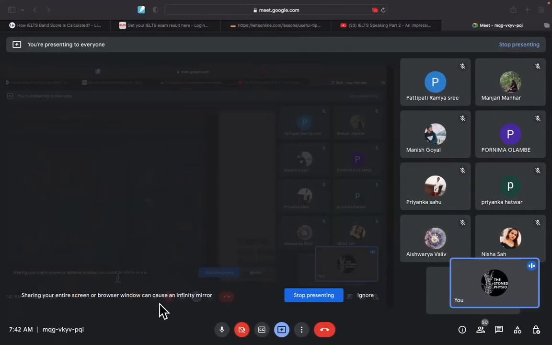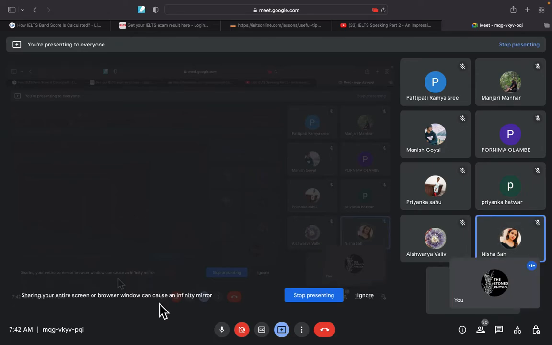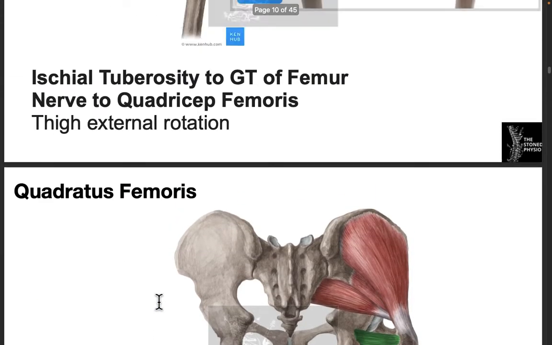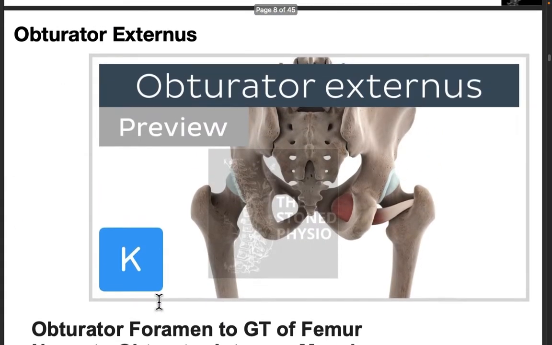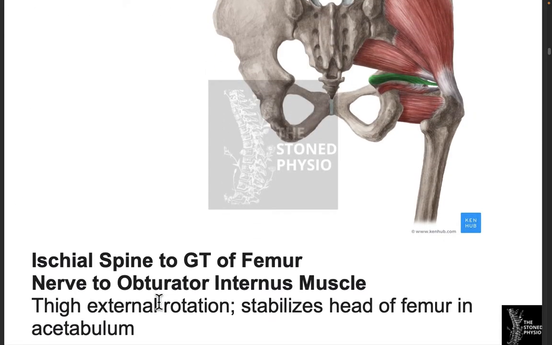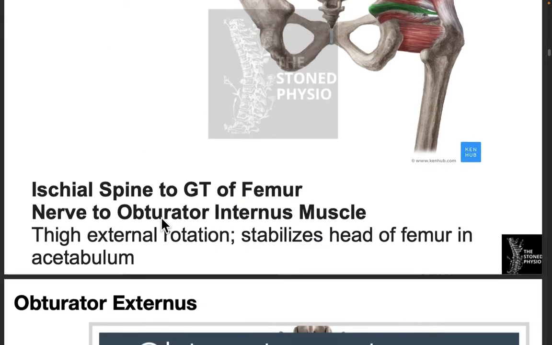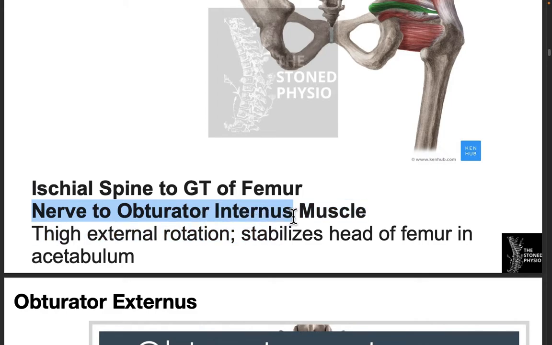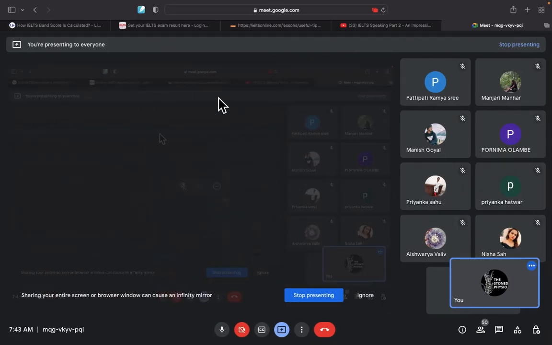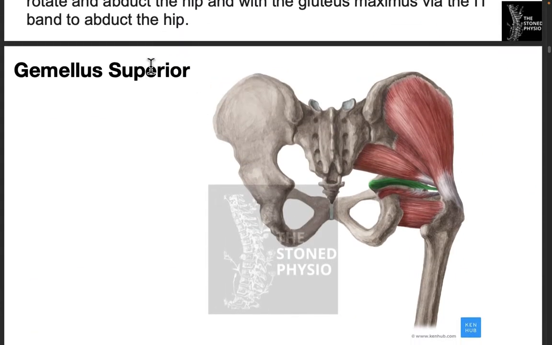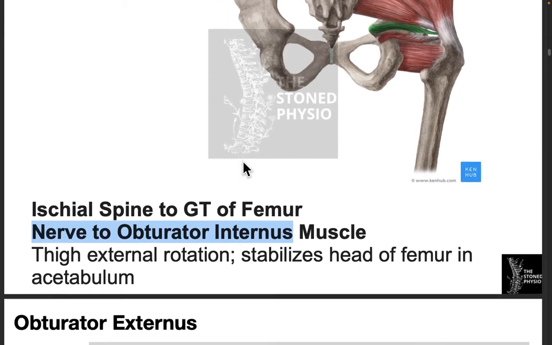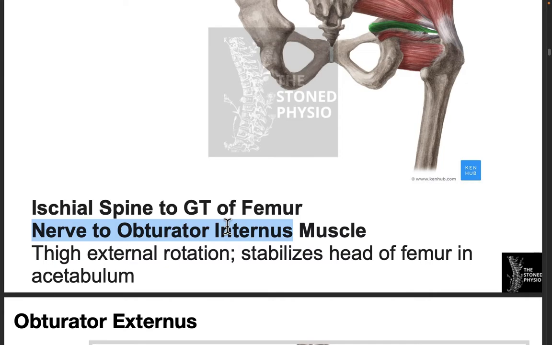So we have talked about the nerve supply of obturator externus and obturator internus. For internus it is simply the nerve to obturator internus, and for externus it is simply the posterior division of the obturator nerve. Now talking about the gemellus, we have gemellus superior and gemellus inferior. The gemellus superior also has the nerve supply that is the nerve to obturator internus. You can write it down like this: obturator internus and gemellus superior both have the same nerve supply, that is the nerve to obturator internus.